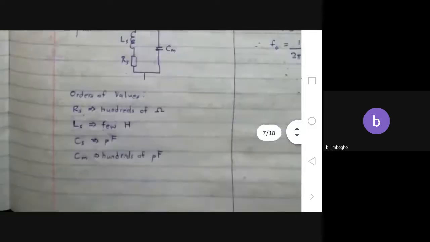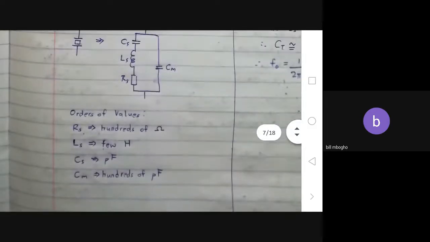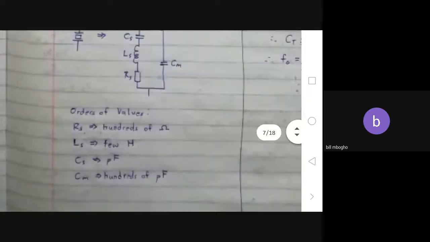Then here I've written the order of values for each of these 4. So we have RS, which will be hundreds of ohms. LS, a few Henry. The CS is picofarads and CM is hundreds of picofarads. So you can see the CS is a lot less than CM.